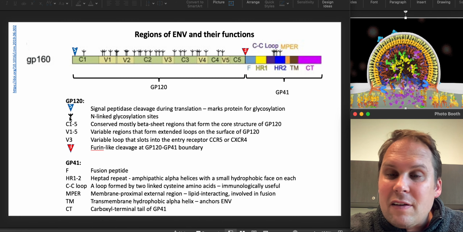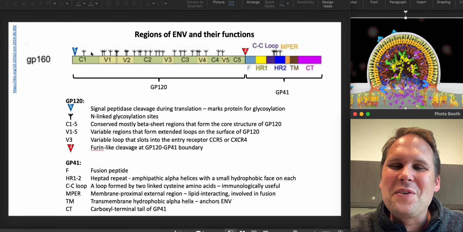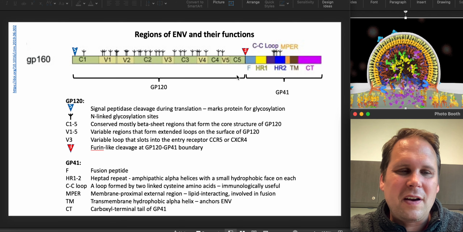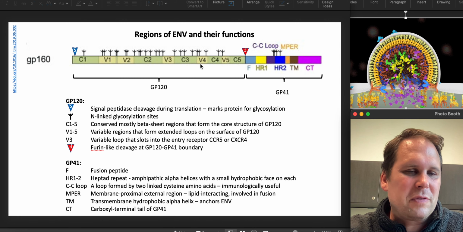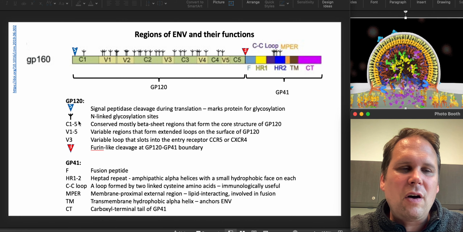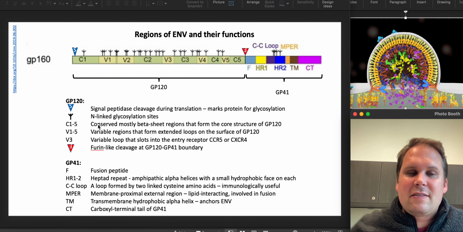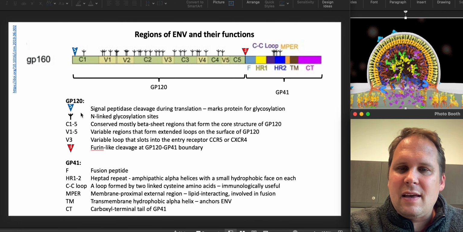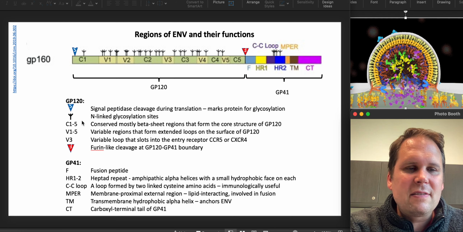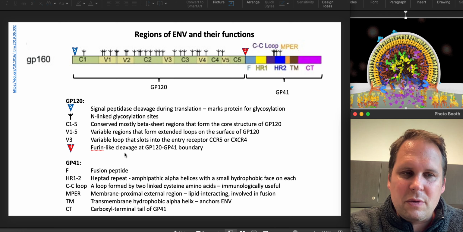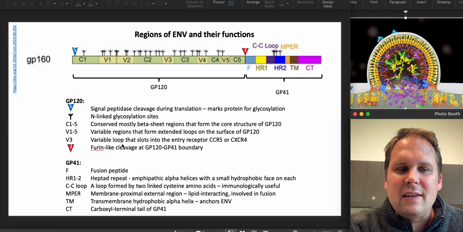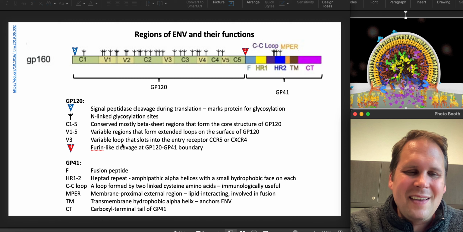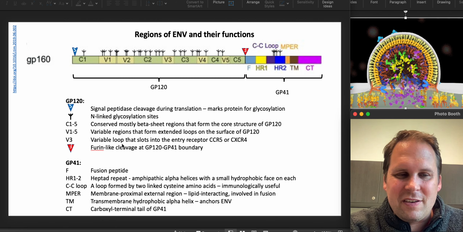Next feature are these little, they look like little pitchforks, and those are going to be glycosylation sites. So these are where chains of sugar molecules are added to the protein. And these are all going to be N-linked glycosylation sites on HIV. N-linked glycosylation means that the glycan, the sugar molecule, is attached to an asparagine amino acid, which has a single letter abbreviation of N.